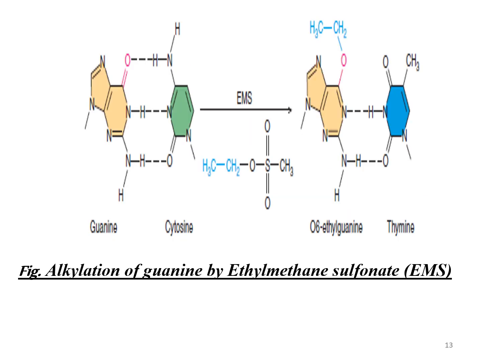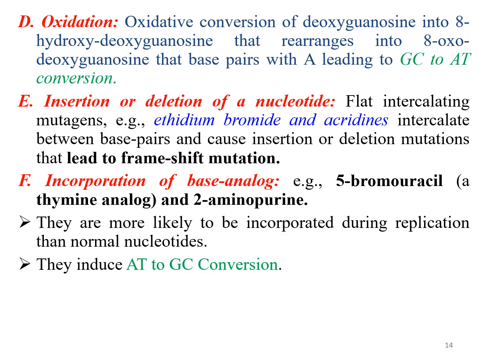So this all shows how alkylation takes place, and the alkylation of guanine by ethyl methane sulfonate or EMS, which is an alkylating agent, can also cause another point mutation. There is also oxidative conversion of deoxyguanosine into 8-hydroxydeoxyguanosine that rearranges into 8-oxodeoxyguanosine that base pairs with adenine, leading to GC to AT conversion. This oxidation can convert GC to AT base pairing. So the base pairing can be converted in this oxidation.